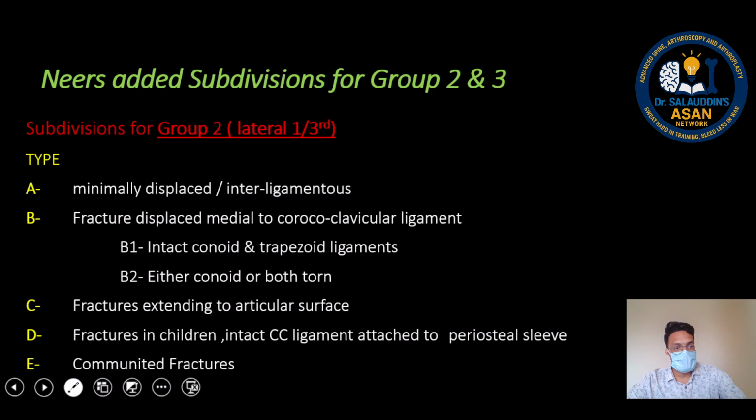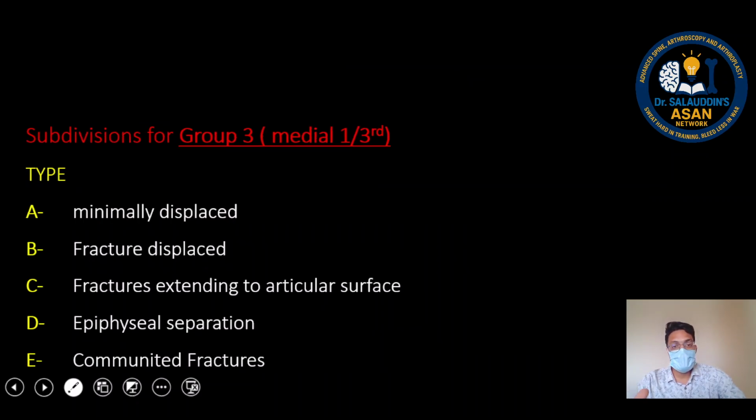So there is a group 2. The medial end is similar. A is minimally displaced, B is displaced, C is intra-articular, D is an epiphyseal separation. So there is epiphyseal separation, then we'll make it into group type 4, and E is comminuted fractures.